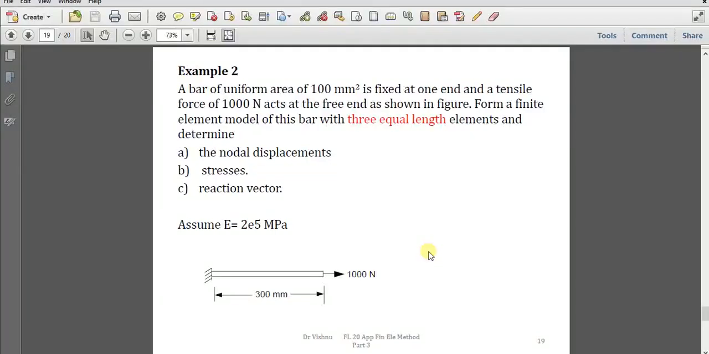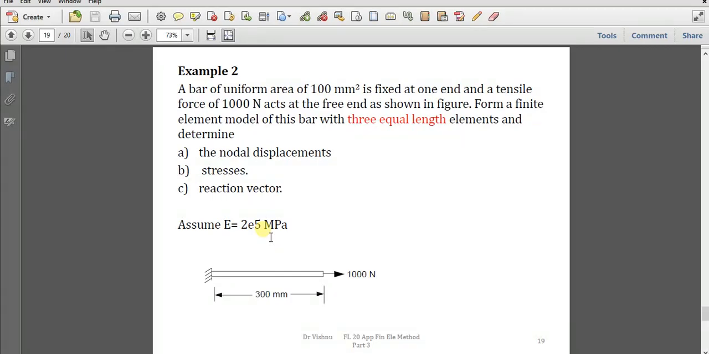Example 2. If you read the problem, it says there's a bar of uniform area of 100 square mm. It's fixed at one end and a tensile force of 1000 Newton acts at the free end. The question says form a finite element model of this bar with three equal length elements and find out nodal displacements, stresses, reaction vector. E can be assumed to be 2E5 megapascal.